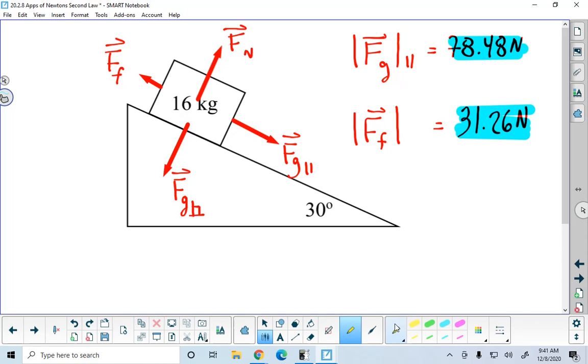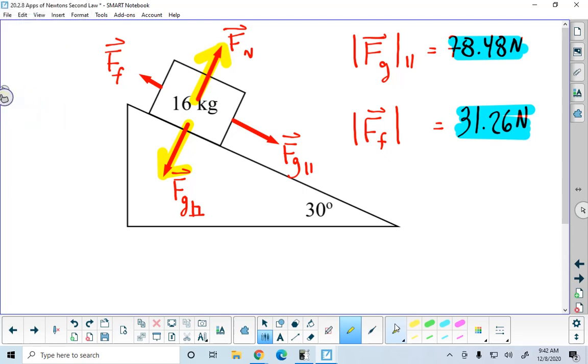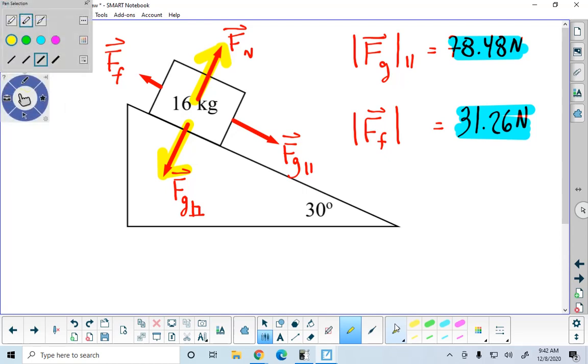So now we look at this diagram and we say, what will I get if I add all of these forces? Well, if I add, we'll use yellow, if I add the normal force and the parallel component of gravity, I will get 0. Those two yellow forces that I've highlighted cancel.